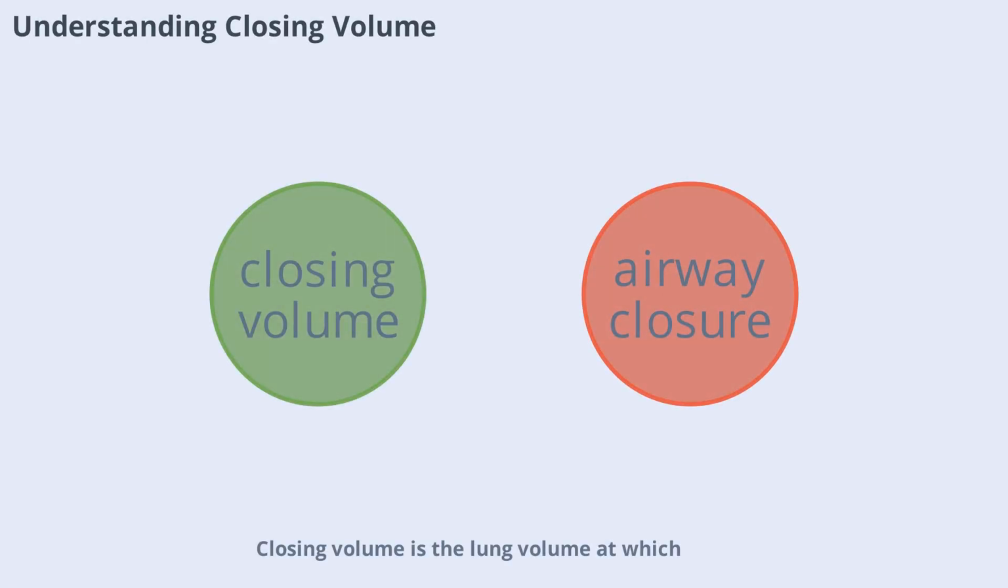Closing volume is the lung volume at which small airways in dependent regions begin to close. In young, healthy adults, this occurs well below the normal resting lung volume, but in older adults or smokers, it can occur much closer to or even above the functional residual capacity. This means that during normal breathing, some airways may close prematurely, leading to poor oxygenation.